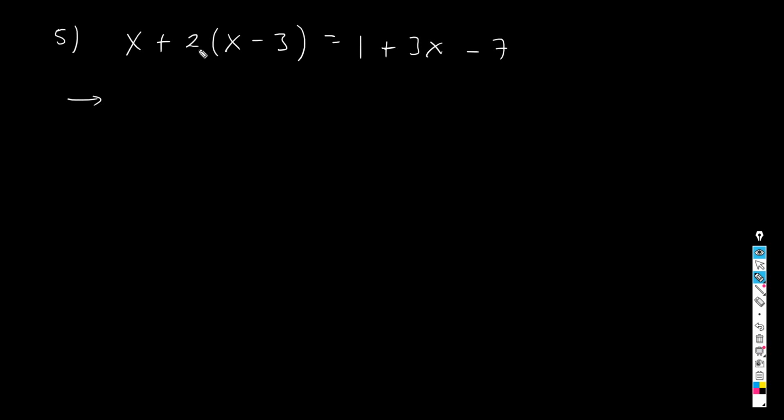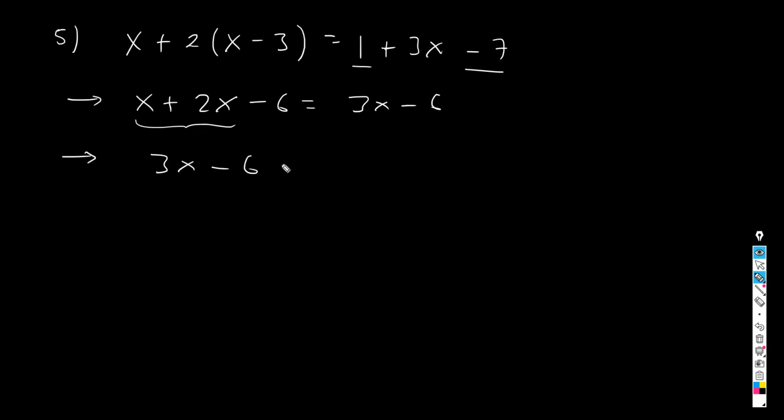I'm going to decide first to multiply these 2 times this binomial because I want to and because it's possible. And then we have this, and then we have 1 plus 3x minus 7. Well, I can put together these two things, so I'm going to get 3x minus 6. That is the first thing I wanted to do. And then I can put together these two things: 3x minus 6 equals 3x minus 6.